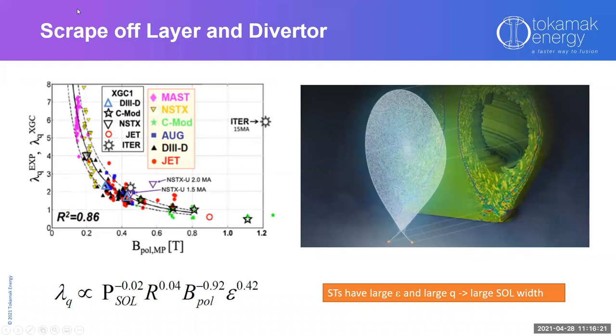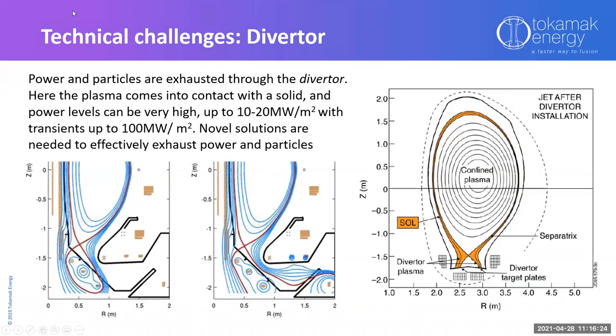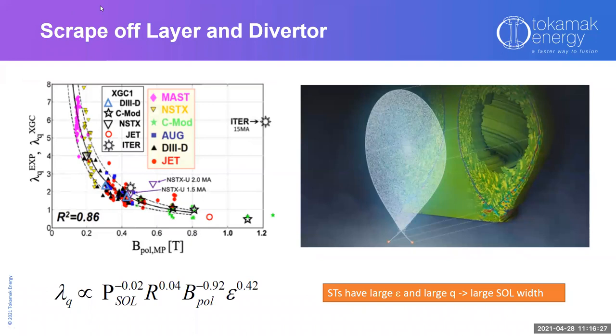Now let's talk about the scrape off layer. We said that the core of the plasma has a lot of interesting features: high bootstrap current, high beta, possibly improved confinement. What about the scrape off layer? Again, we have to rely on NSTX and the Eich scaling for the width of the scrape off layer. The width of the scrape off layer is an important parameter, because it tells you basically the surface on which the power that flows from the plasma down to the divertor will be dissipated.